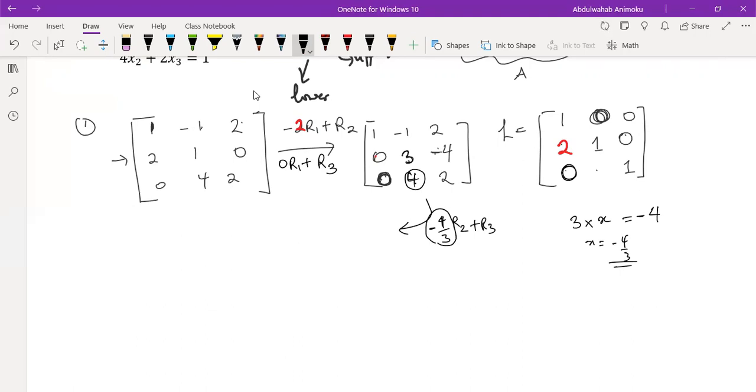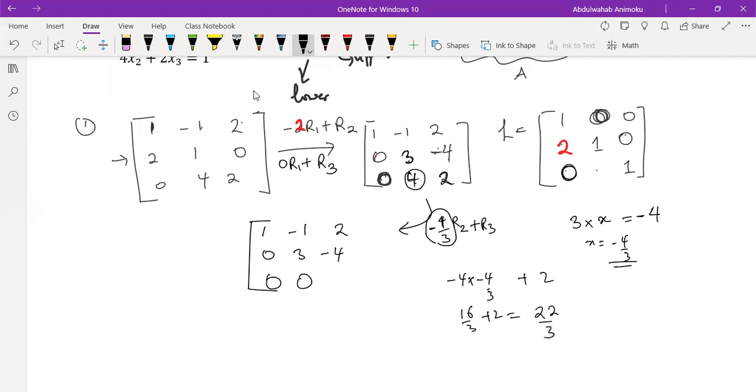Okay. So now let's compute this. This gives minus 1, 2, 0, 3 minus 4... this is going to give us 0. So what we need to compute is this one: minus 4 times minus 4 over 3, plus this 2. So this would be 16 over 3 plus 2. And what's that? 16 plus 6, that's 22 over 3. So this will be 22 over 3. Okay, so this is what we have.